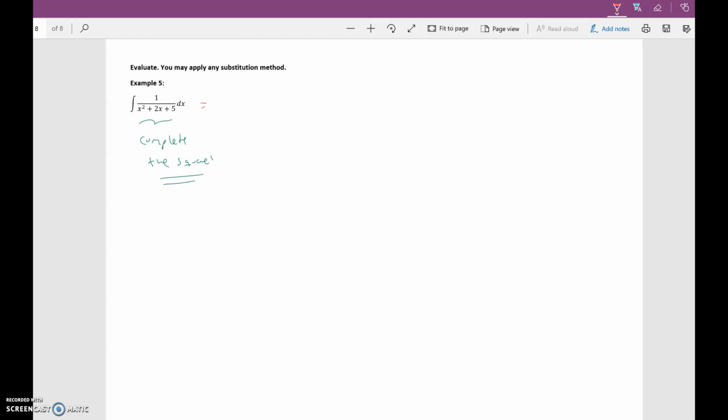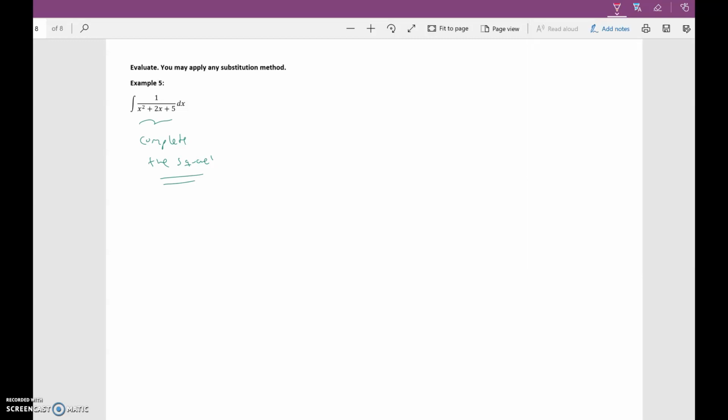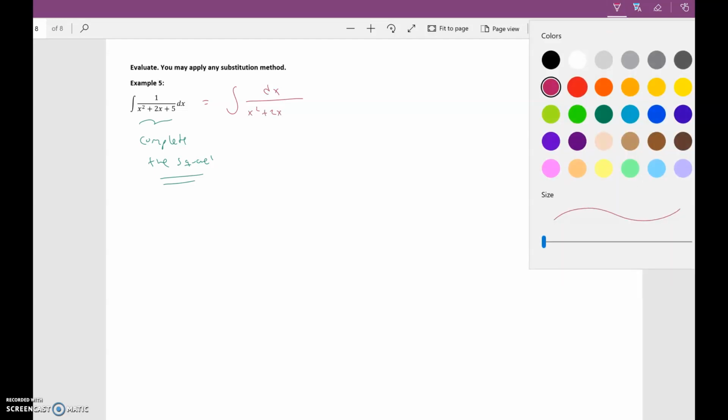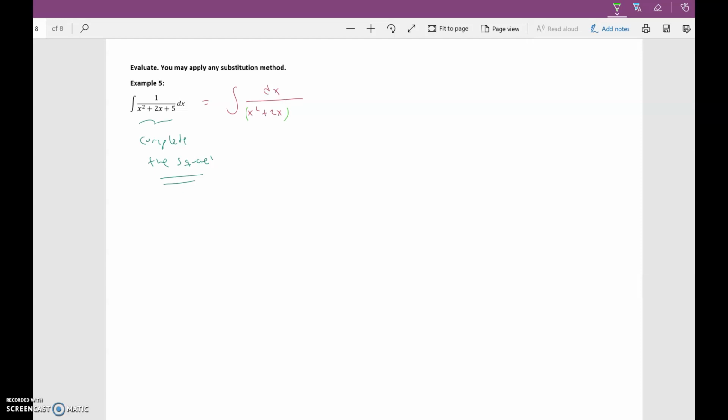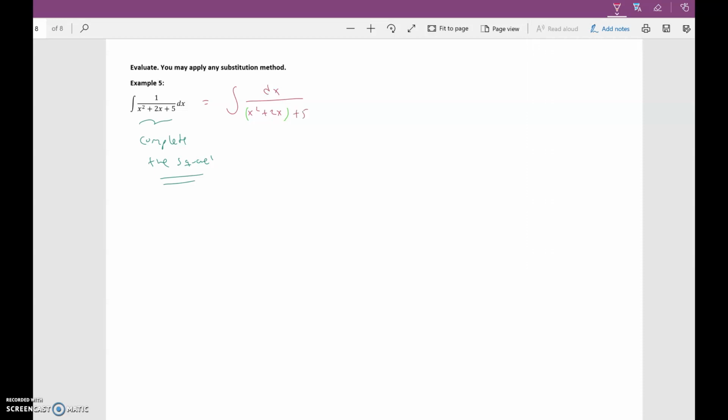I'm going to rewrite it as the same integral, but I'm going to separate the denominator. Now, you're not allowed to change the denominator, so in this case, this is the integral of dx over, there's no square roots, so I'm just going to rewrite it as x squared plus 2x as technically one quantity, and then plus 5.